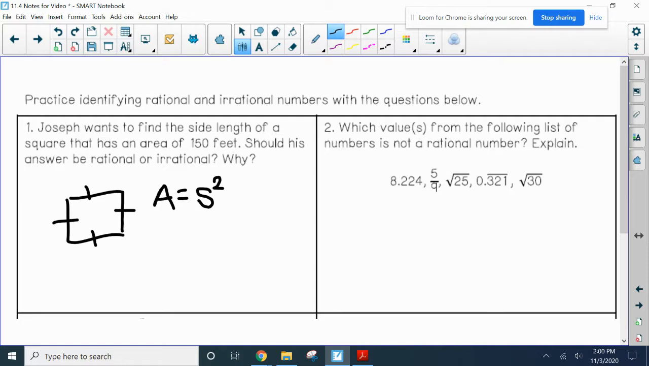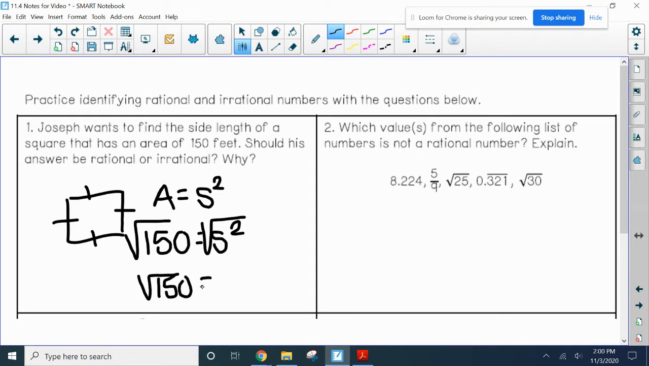So I know if I take that area, 150, and say that that is equal to side squared, well, the square root of side squared, so the square root of 150, will give me side. So, will this side be rational or irrational? Well, we know that the side is the square root of 150. And again, we're looking at square root. So now we have to determine if that number is rational or irrational.